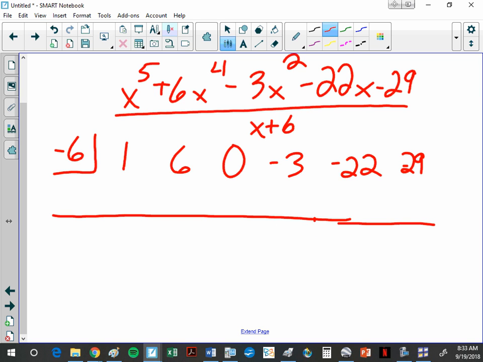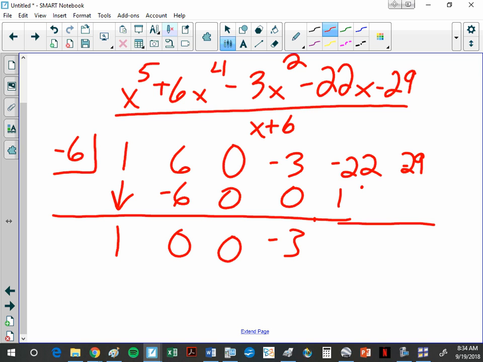Okay, so drop the first one, negative 6, or sorry, oops, that was brilliant. So 1, negative 6 times 1 is negative 6, which is a 0. 6 times 0 is 0, which is a 0. And 0, negative 3, and 18, which gives me negative 4, and 24, which gives me a negative 5.